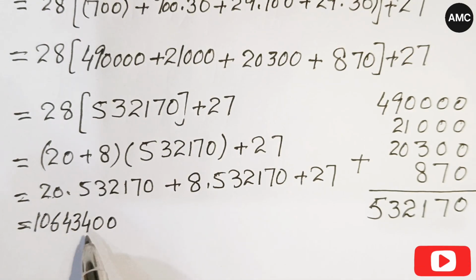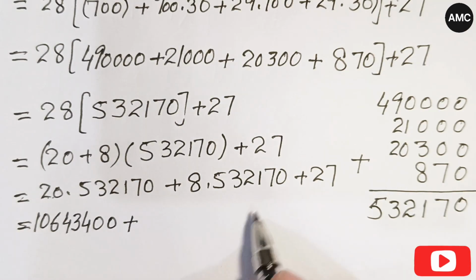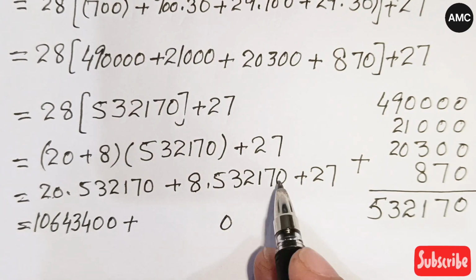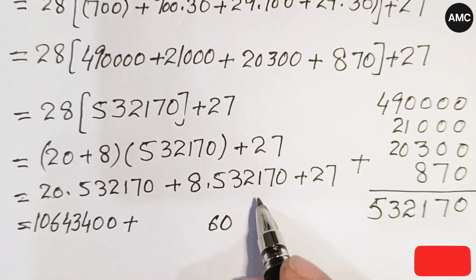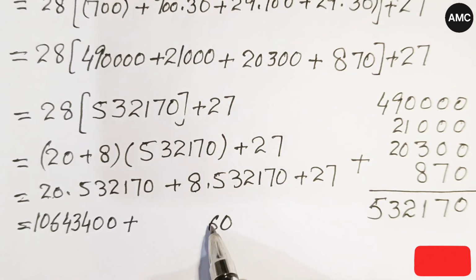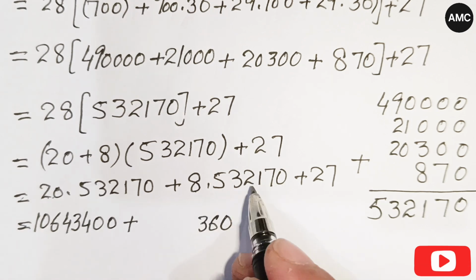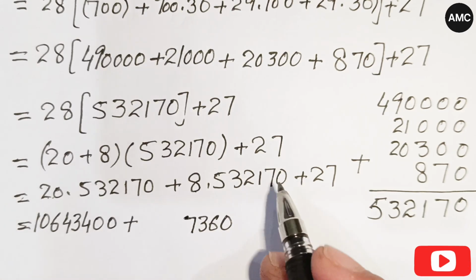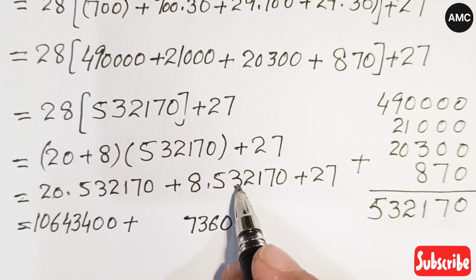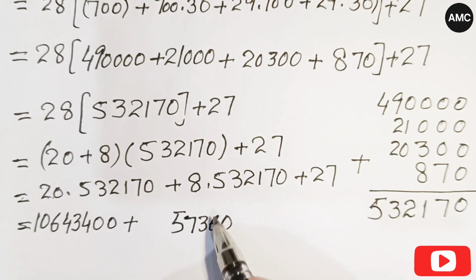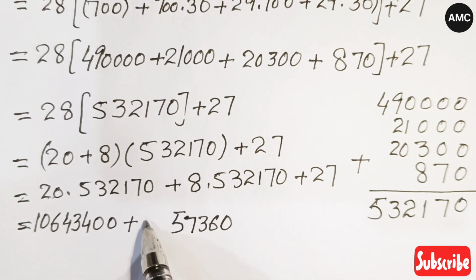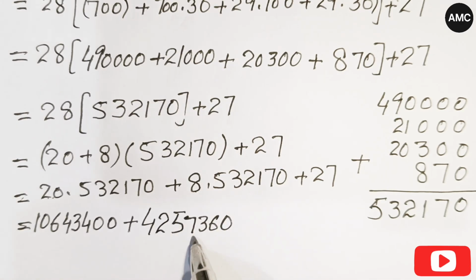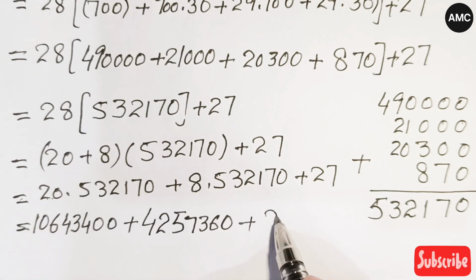We have 10643400. Plus if we multiply this 8 with this term, first of all we put 0 here. So 8 times 7 is 56, 6 is carry here, 8 ones is 8 and 5 we get 13, 3 and 1 carry, 8 times 2 is 16 and 1 is 17. We have here 17, 7 and 1 carry, 8 times 3 is 24 and 1 is 25, 5 and 2 carry, 8 times 5 is 40 and 2 is 42. We have 4257360 plus 27.